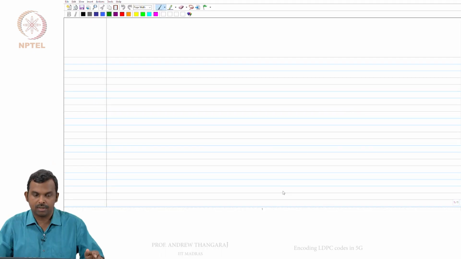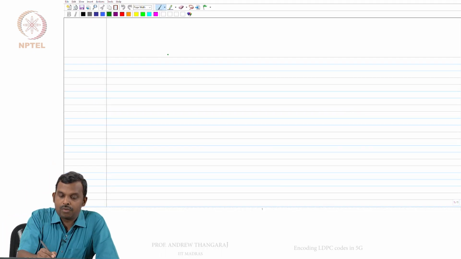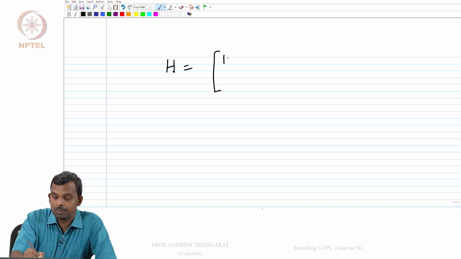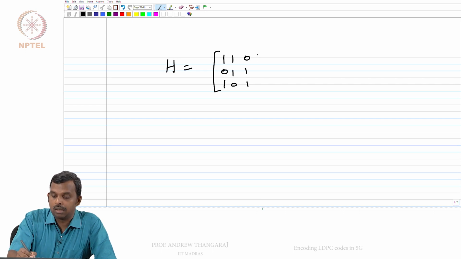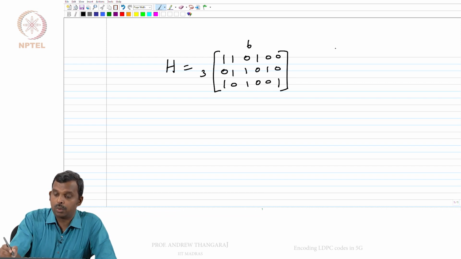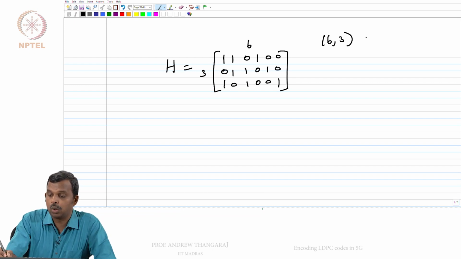Okay, so here's the small example I'm going to take. Let's say we have a code with a very simple parity check matrix: 110, 100, 011, 010, 101, 001. This is the parity check matrix. You can see very quickly that it's a 6,3 code. Okay, it's also in systematic form.